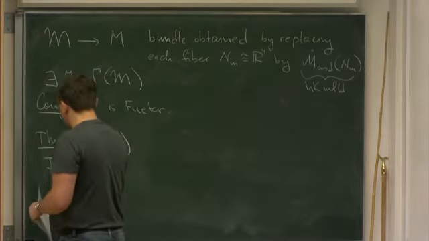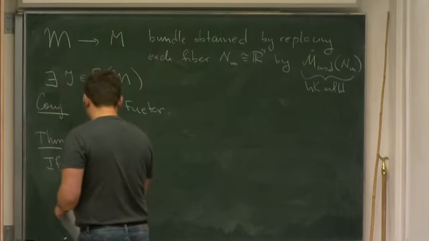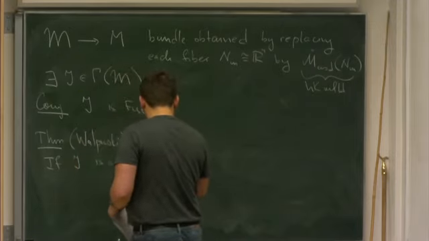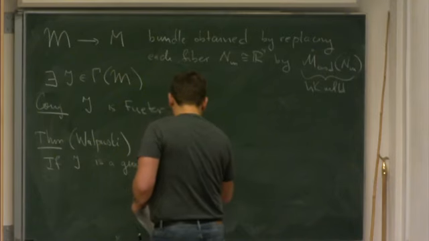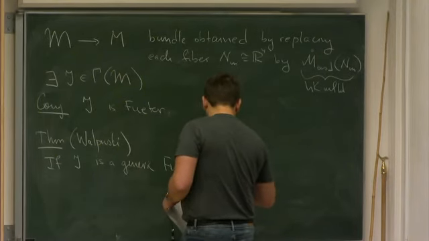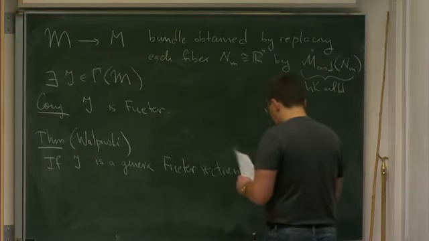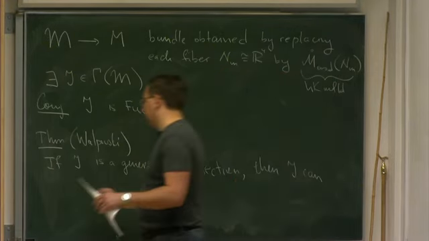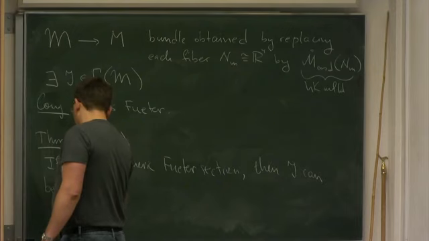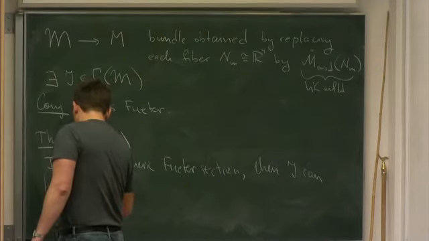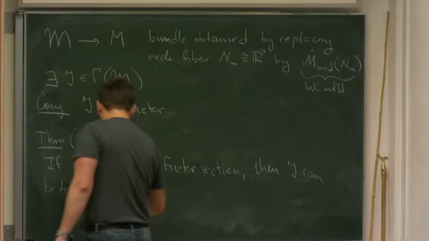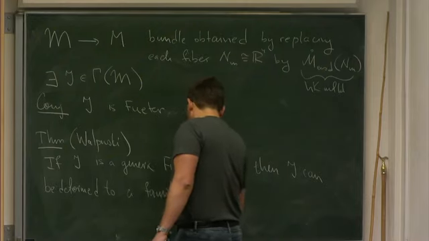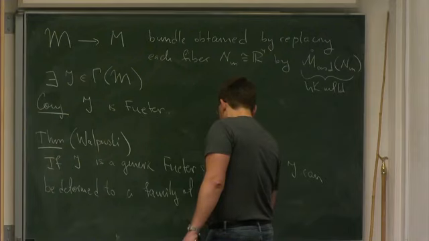So if I is a generic, in a certain sense, Fueter section, then I can be deformed to a family of G2-instantons.